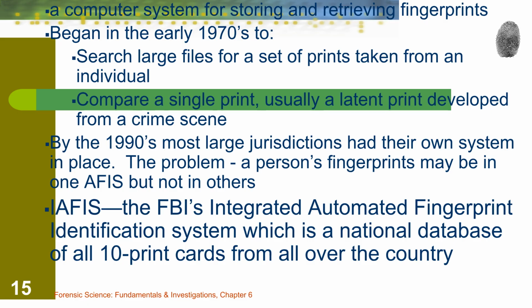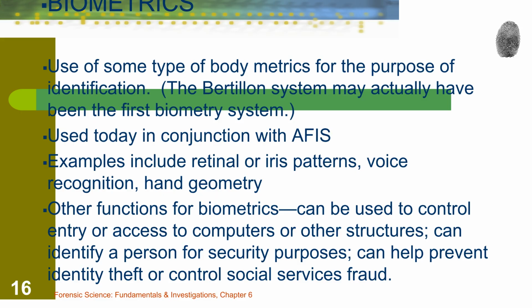IAFIS, the FBI's Integrated Automated Fingerprint Identification System, is the national database of all 10 print cards across the country. Biometrics is the use of body metrics for identification. The Bertillon system may have been the first. Today, biometrics is used with AFIS. Examples include retinal or iris patterns, voice recognition, and hand geometry. Biometrics are also used to control access and prevent identity theft.